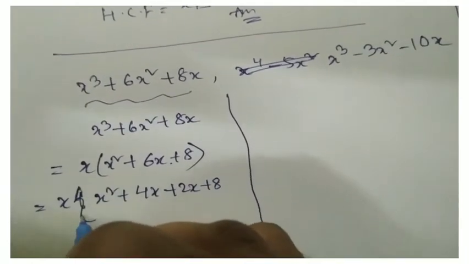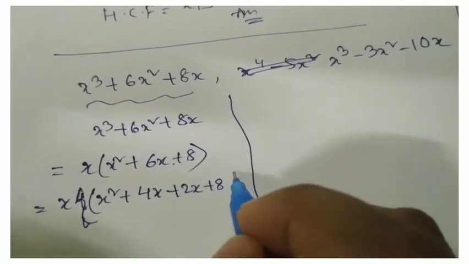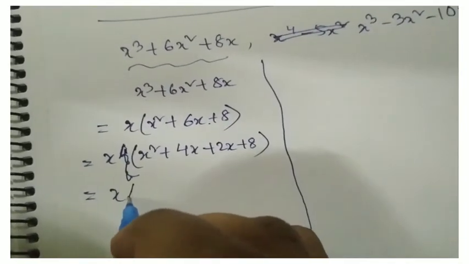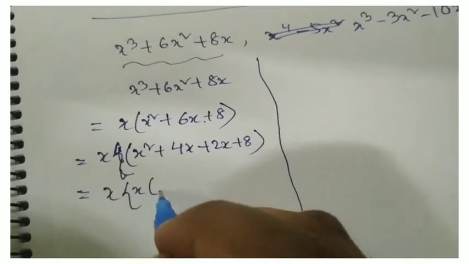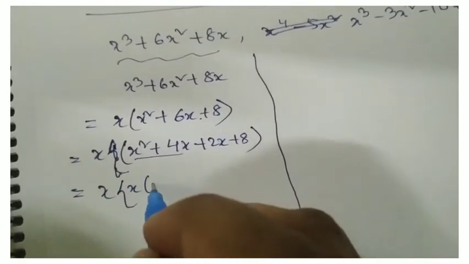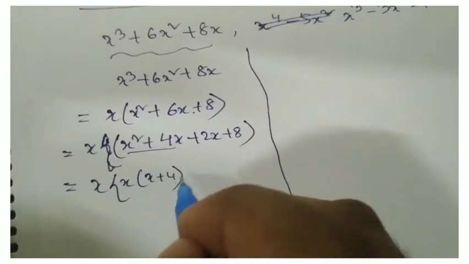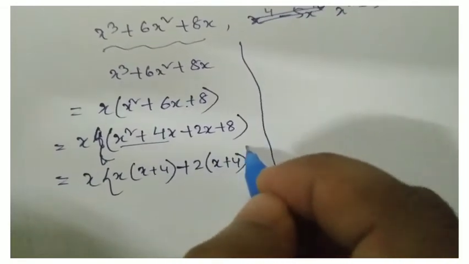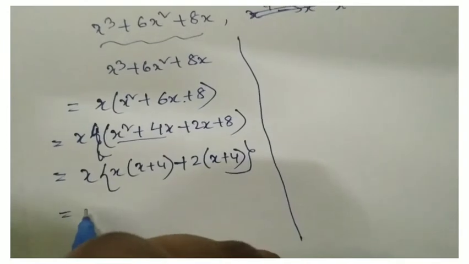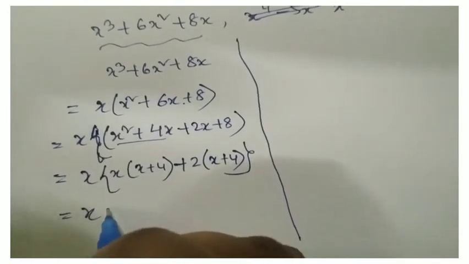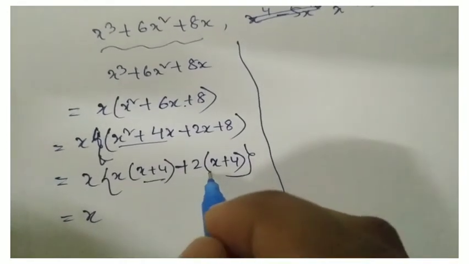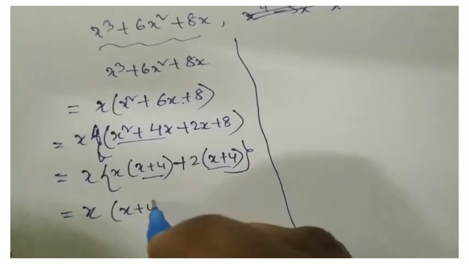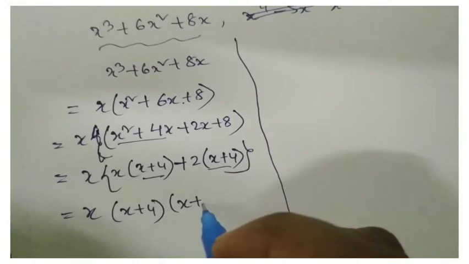Actually this did not require a second bracket, but the next line will. We take x common from the first two terms: x into x plus 4 plus 2 into x plus 4. So finally, what do we have? X plus 4 is common in both, and x plus 2 remains. X into x plus 4 into x plus 2.